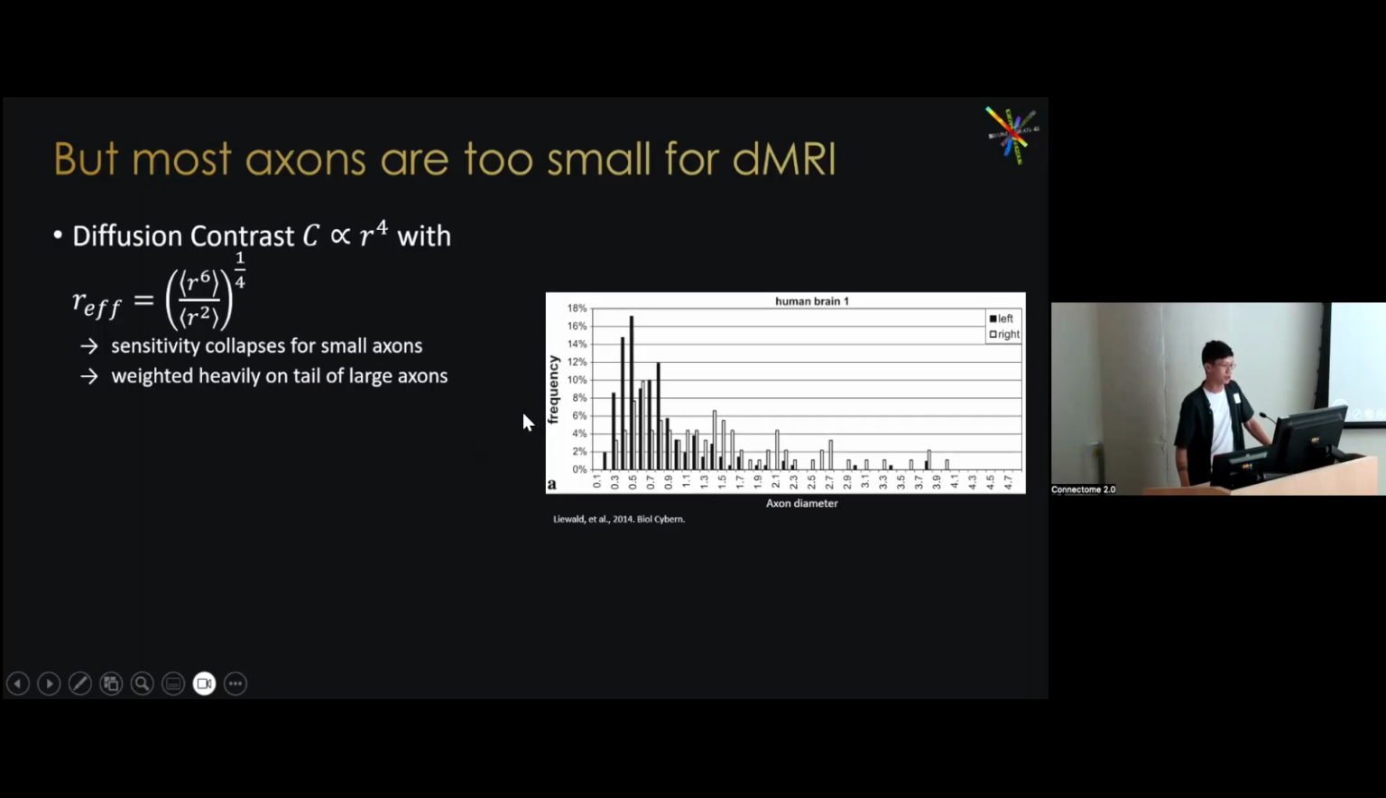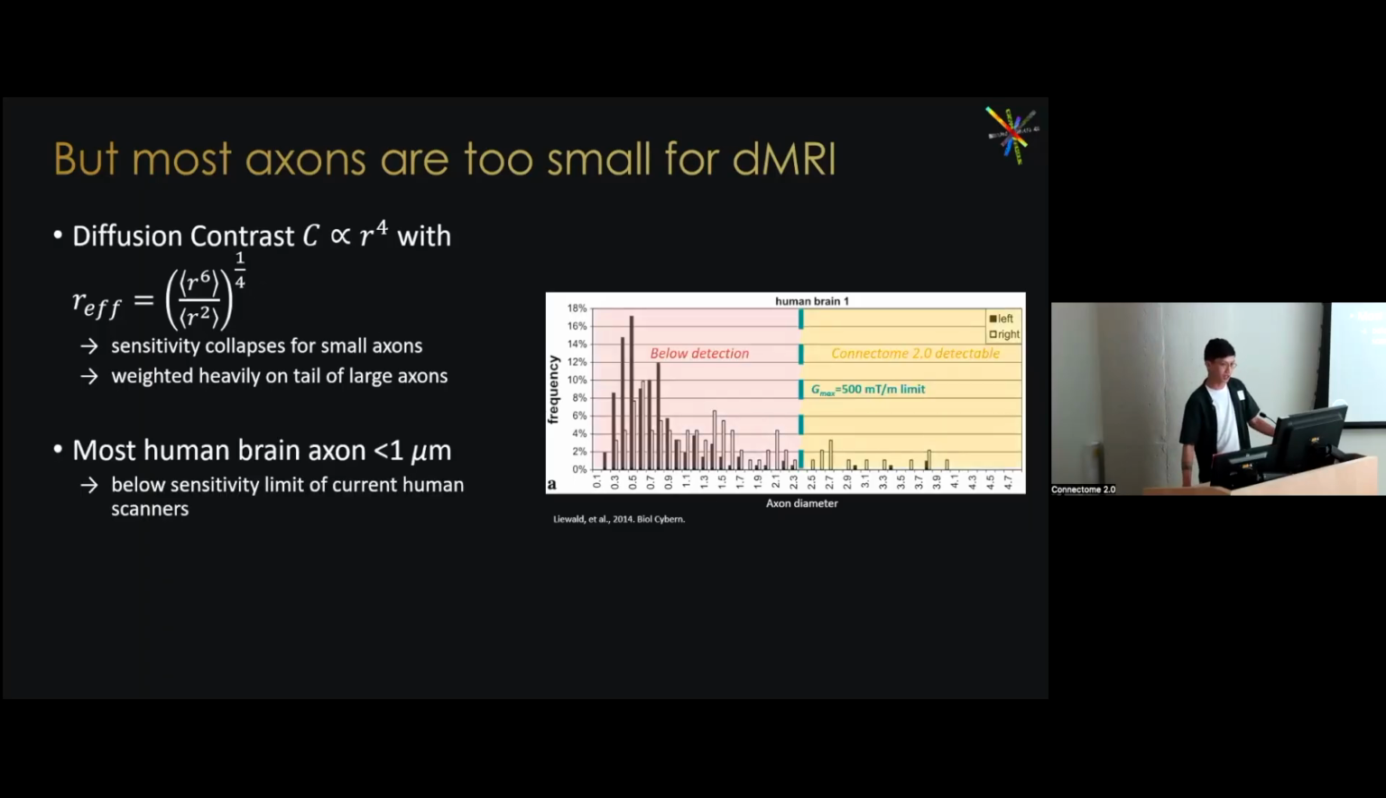That is because the diffusion contrast we try to measure is proportional to the fourth power of the axon size, and the effective radius is even to the sixth order of the mean of the radius. So what does that mean? It means that the sensitivity will collapse for small axons. And the axons that we measure with diffusion will be weighted heavily on the tail of the large axons. However, the histology data show that most of the human axons are smaller than 1 micron. This is well below the sensitivity limits, even with the state-of-the-art Connectome 2 scanner.